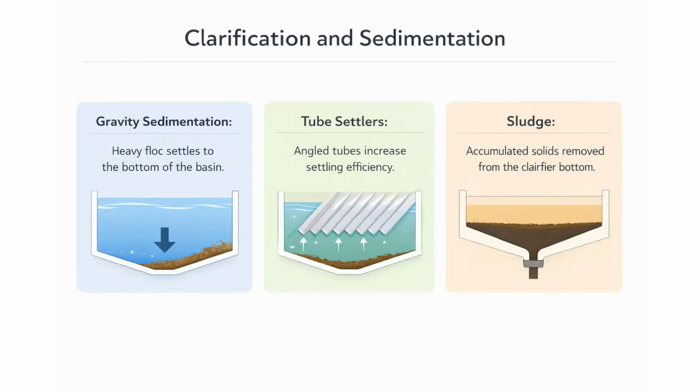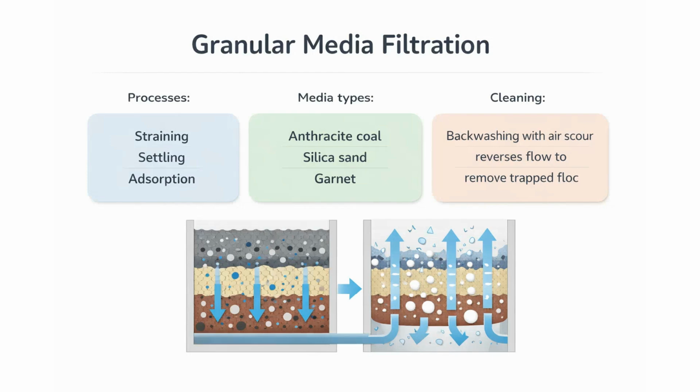After flocculation, the water enters a clarifier or sedimentation basin. Here, gravity does the heavy lifting. The water slows down, allowing the heavy floc to settle to the bottom as sludge. Many systems use angled tube settlers to intercept falling particles more efficiently, ensuring cleaner water moves on to the next step.